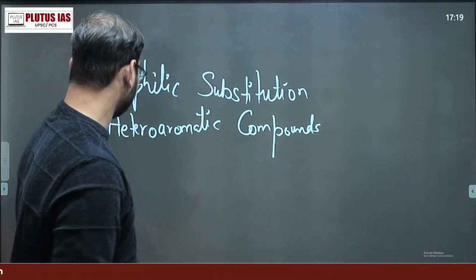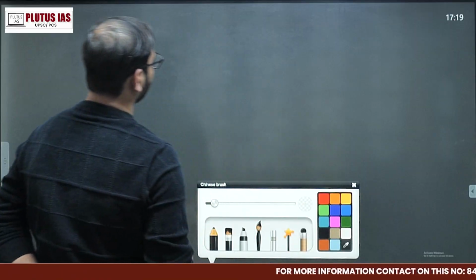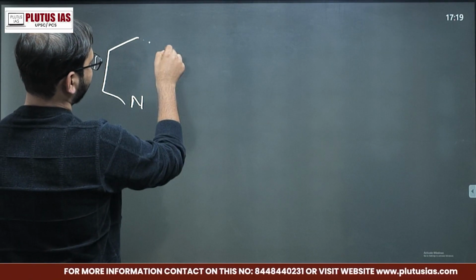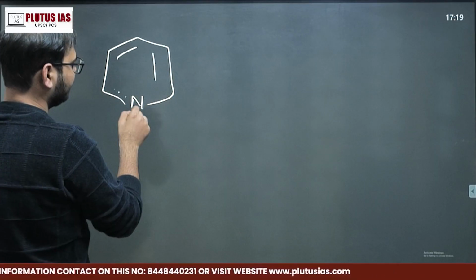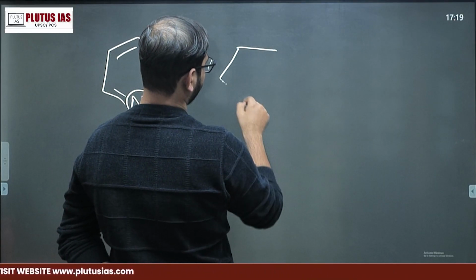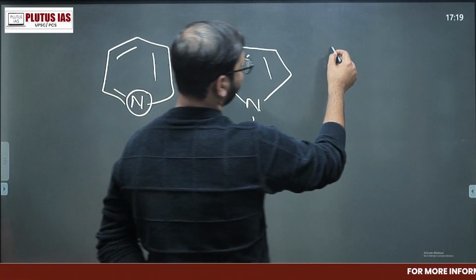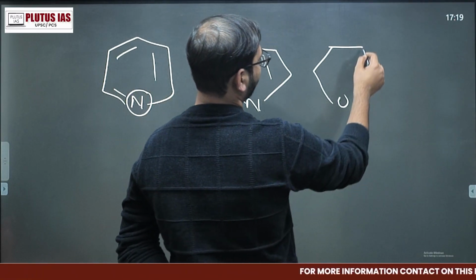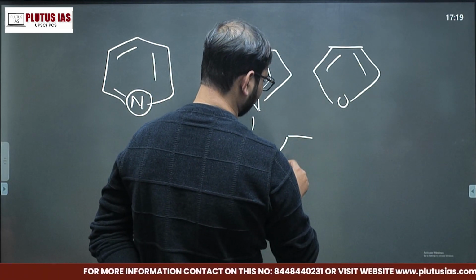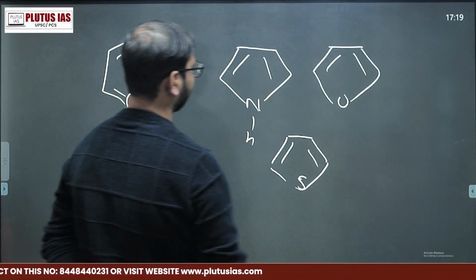So, what are heteroaromatic compounds? Heteroaromatic compounds are all those compounds which have a structure similar to benzene, but they contain a heteroatom which is other than carbon. For example, pyridine, pyrroles, furan, thiophenes. These are some of the most commonly known heteroaromatic compounds.